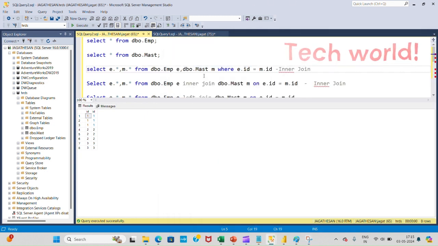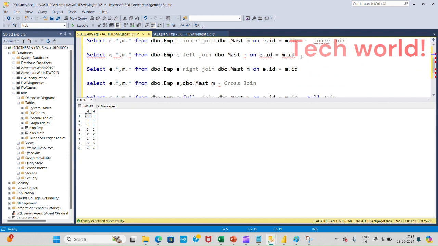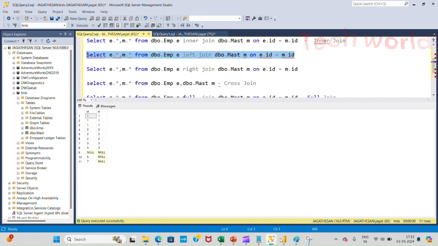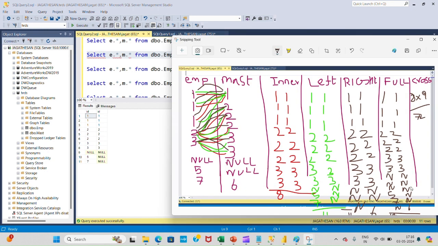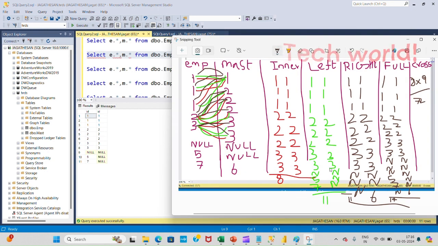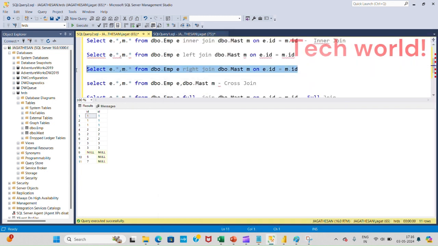Now we are going to left join. It will show 11. So the total count is 11. Left join: 1 three times, 2 three times, 3 two times, and null, null, 5 null, 7 null. So this is matched. Then right join.